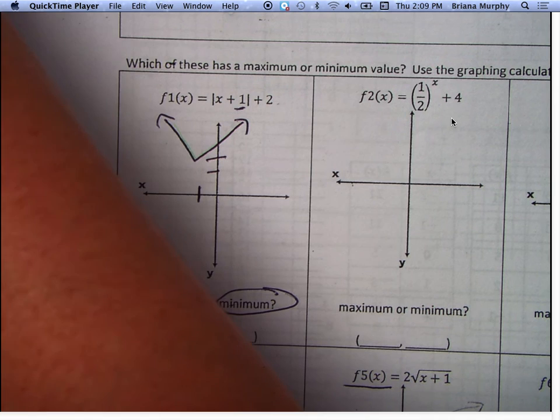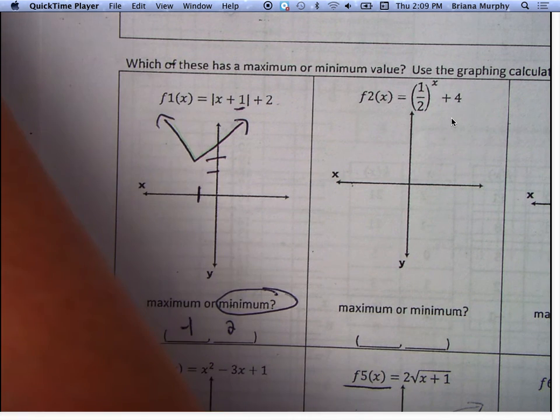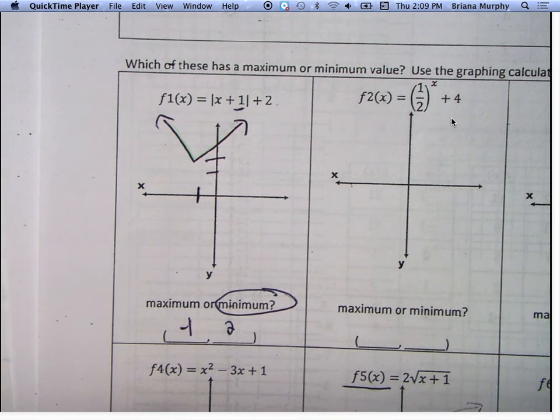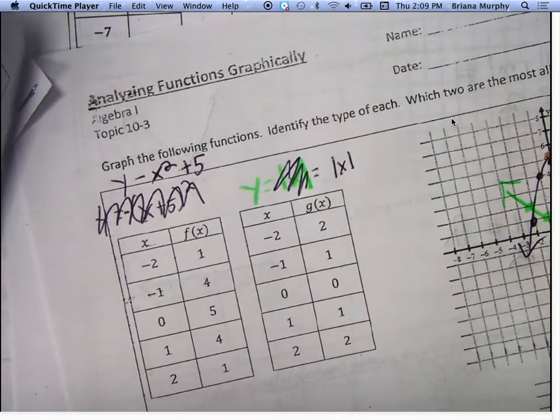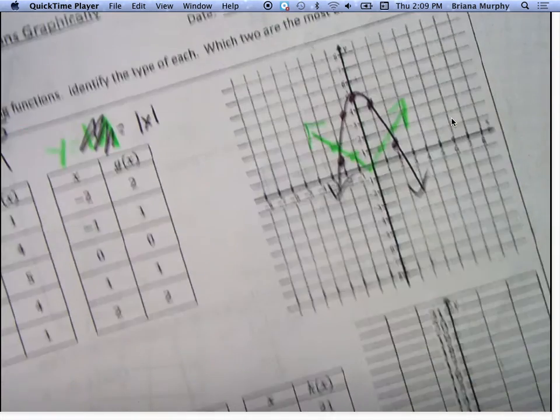So a maximum? How would you know if it's a maximum? Maximum is like a top, like the top of a hill, like right here. This one has a maximum. If it's upside down, it's a maximum. If it's right side up, it's a minimum.